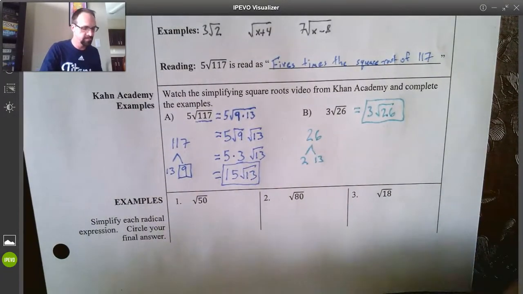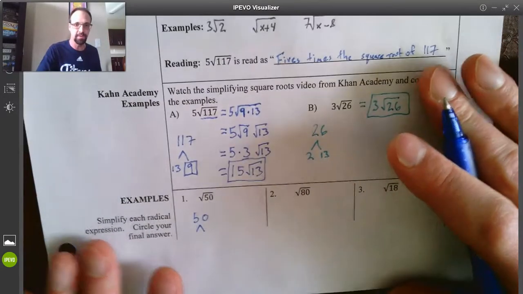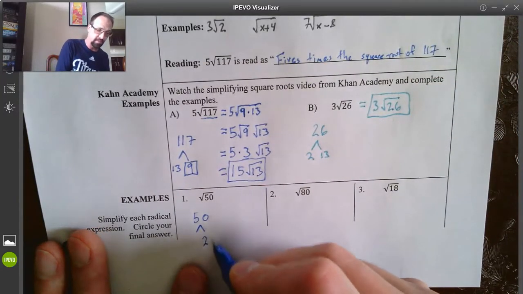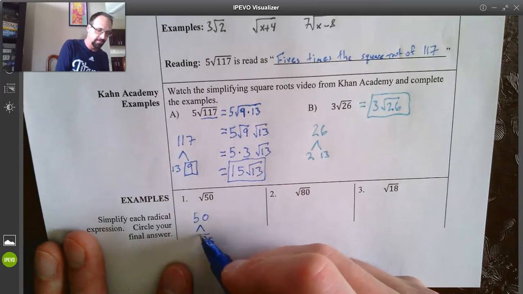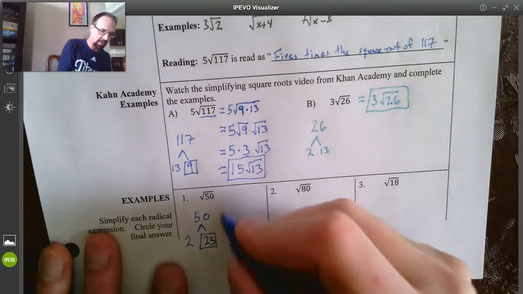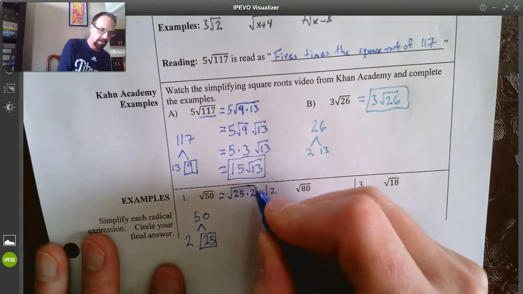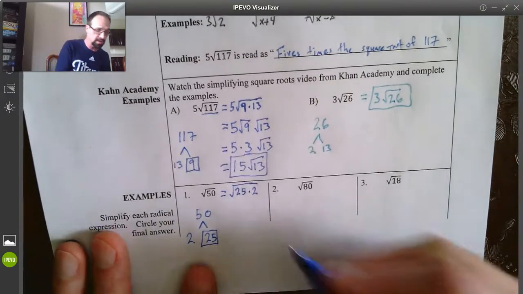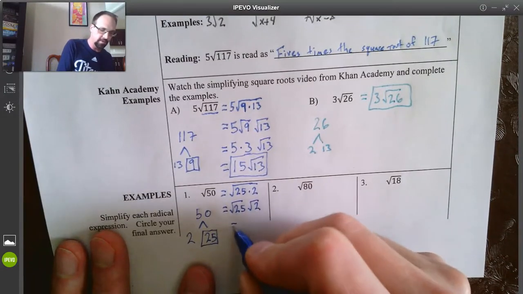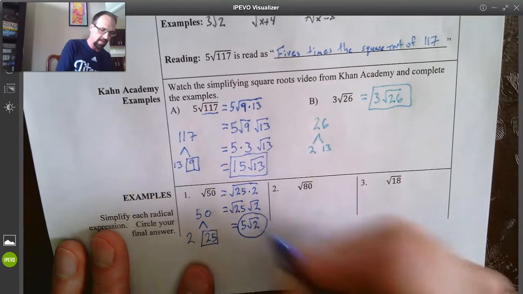So for 50, again, just 50 all by itself, what we're going to do is look for the perfect square that goes into 50, the largest perfect square. I know that 25 is the largest perfect square that goes into 50. And then I have 2 as my leftovers, so that when I split this up, I'm going to have the square root of 25 times 2. Now remember, we can split this up into its two parts. That's going to give us the square root of 25 times the square root of 2. The square root of 25 is 5, so that gives me 5 radical 2. And then there's my final answer.